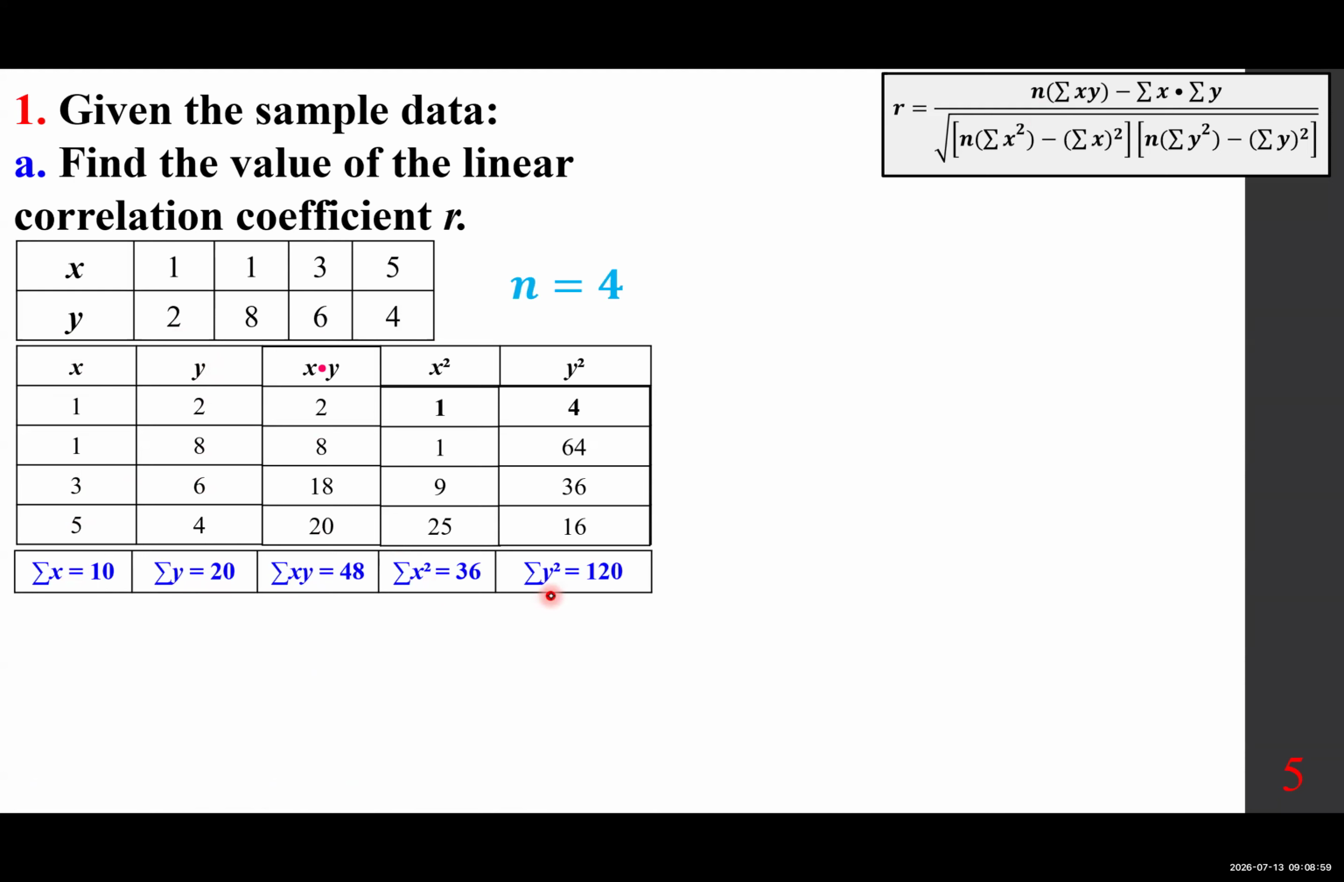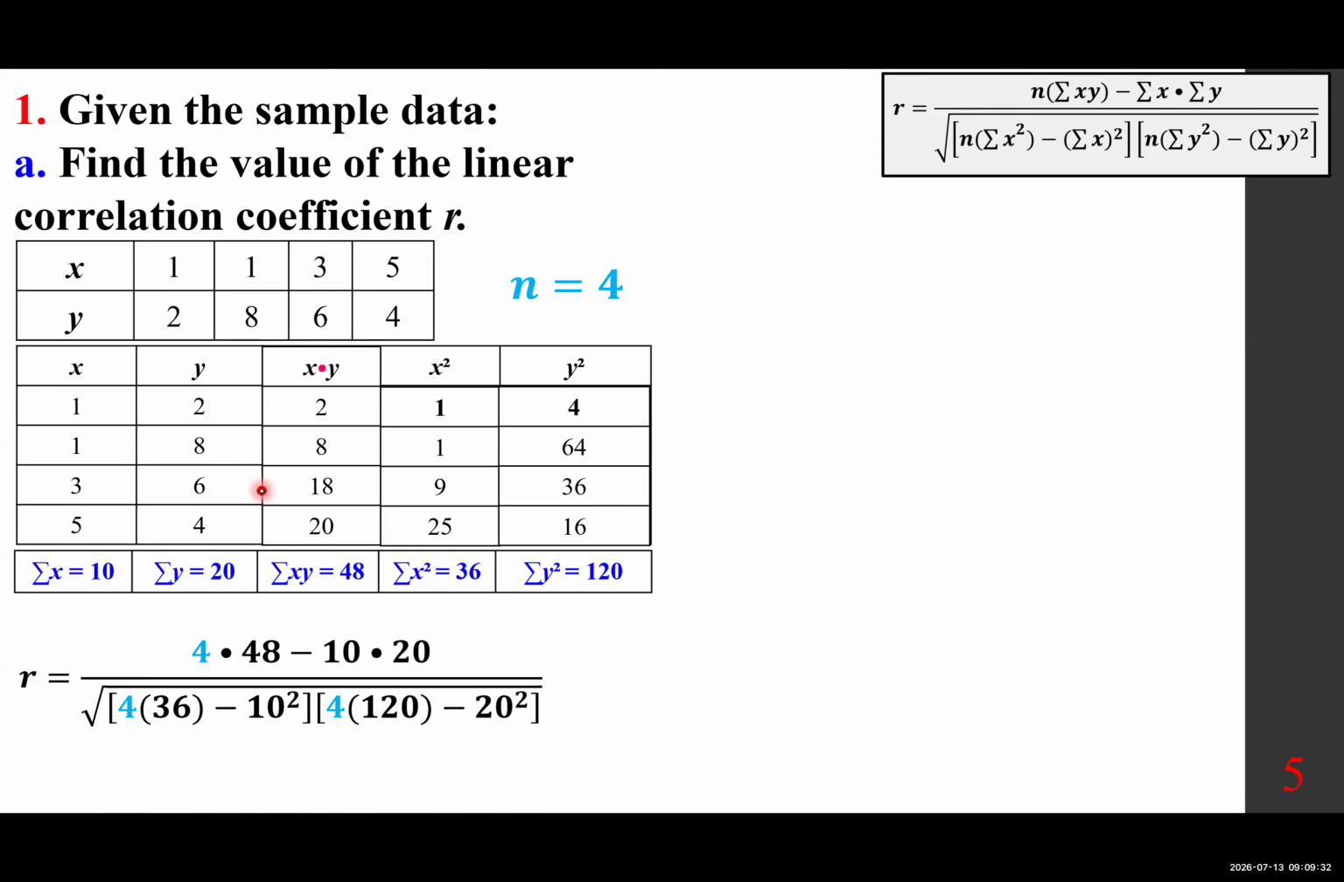So now we're going to put this into this formula. n times summation of xy, n times this number, 48, minus summation of x, 10, times summation of y, 20, over the square root of: n is 4, summation of x squared, put this number, minus summation of x, 10, quantity squared. Then n is 4 again, summation of y squared, 120, minus summation of y, 20, quantity squared.